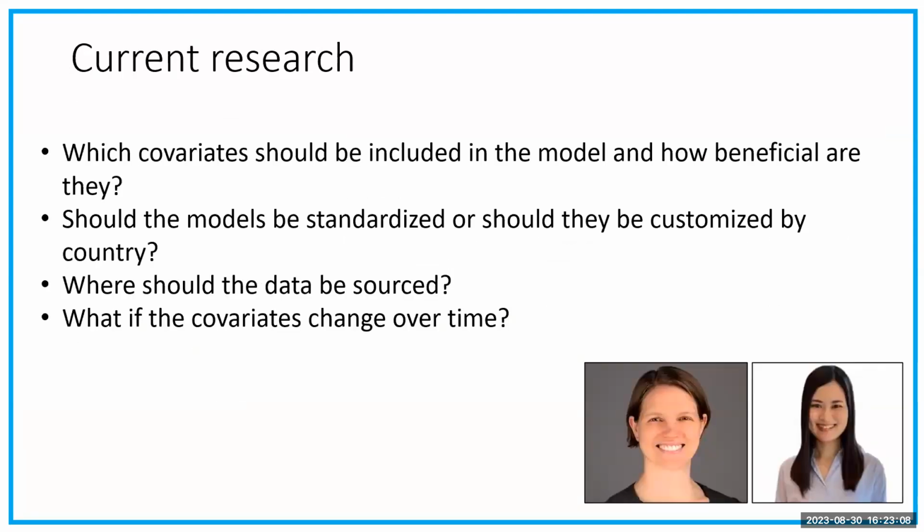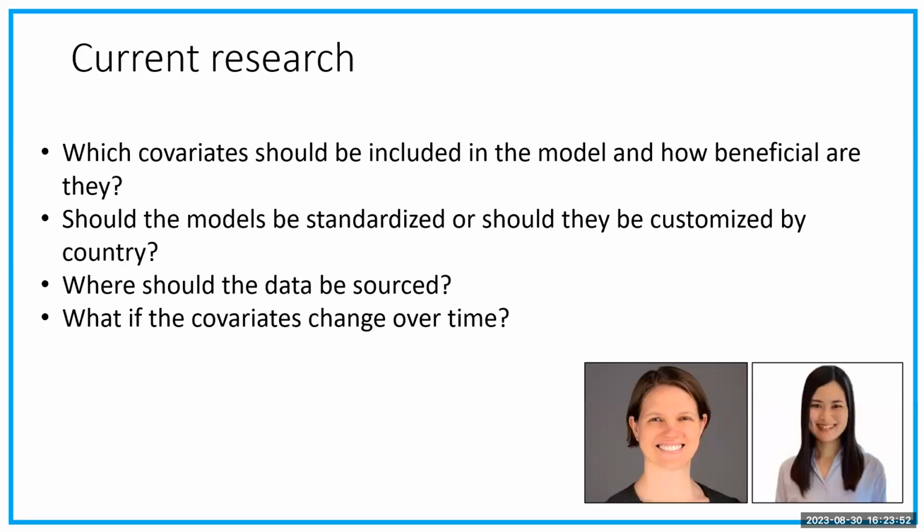However, just knowing what the covariates are isn't the end of the research. We still need to decide which covariates should be included in the model and how beneficial they are. And linked to this, should the models be standardized or should they be customized by country? Misaki and Clara are both looking at how variables influence trachoma in different countries, and it's possible that we may need to customize models for each country on a case-by-case basis. For example, in country A, it might be rainfall, altitude, and aridity that influence trachoma prevalence the most, whereas in country B, it's potentially access to water and sanitation. So you can see that we wouldn't be able to run identical models for both countries.